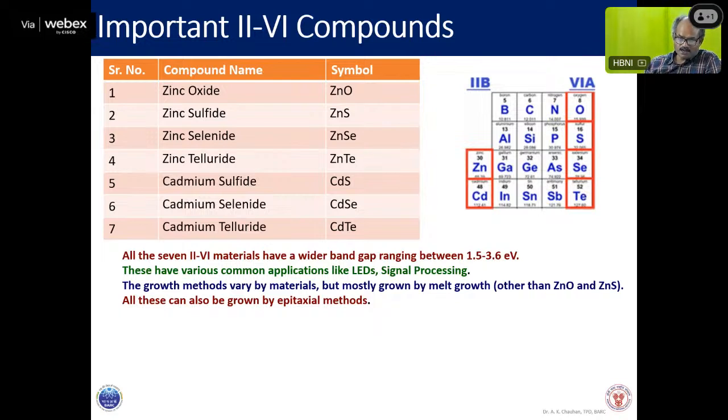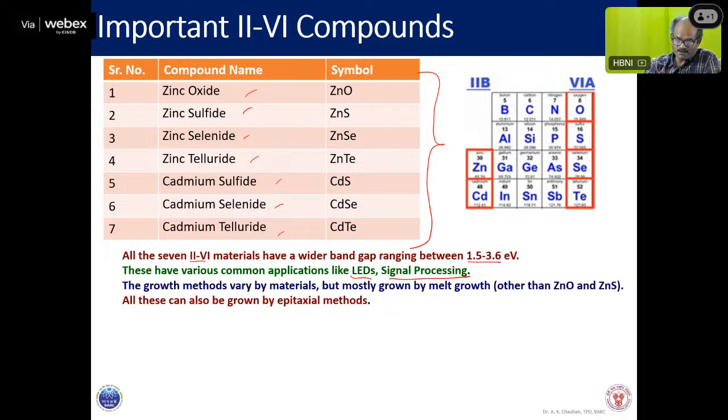And now we come to the 2-6 compounds. So these are zinc oxide, zinc sulfide, zinc selenide, zinc telluride, cadmium sulfide, cadmium selenide, cadmium telluride. These are also semiconducting materials. So all these 2-6 materials have a wider band gap, and it ranges from 1.5 to 3.6 eV. These have various common applications like LEDs and signal processing.